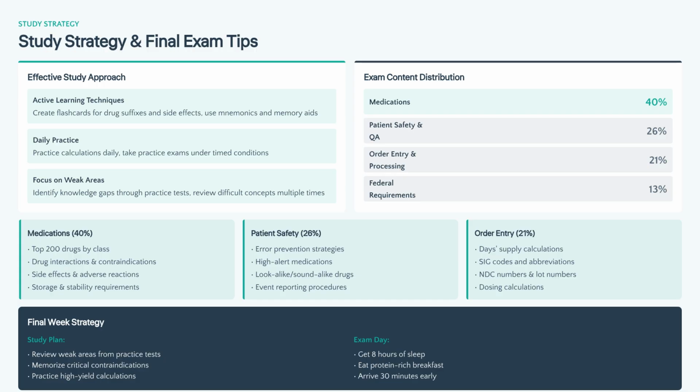Adopt an effective study approach by using active learning and daily practice, focusing on your weak areas. Remember the exam content distribution, with medications being 40%. In your final week, review critical contraindications and practice high-yield calculations.